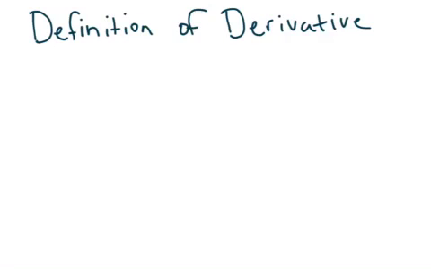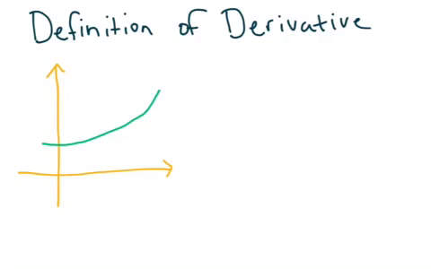Let's revisit the definition of a derivative. If you'll recall, we start by thinking about the graph of a function. And so I'm just going to graph a function here. And what we want to do is think about the derivative at this point x.